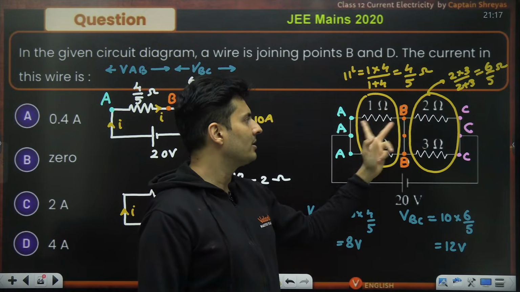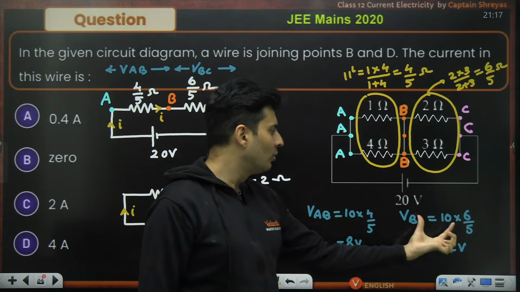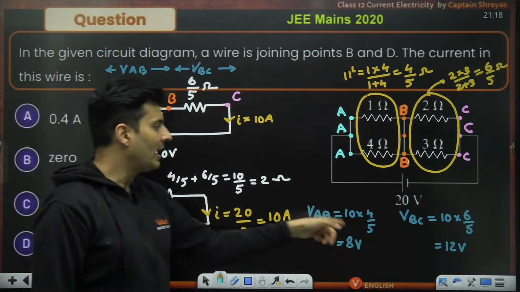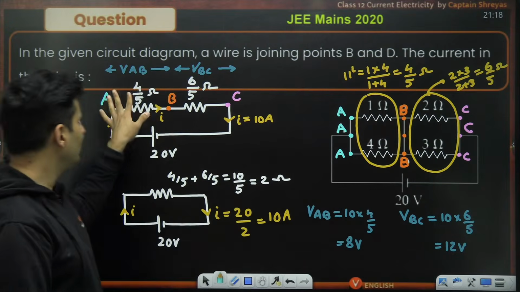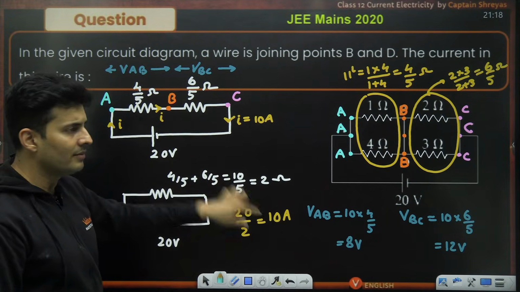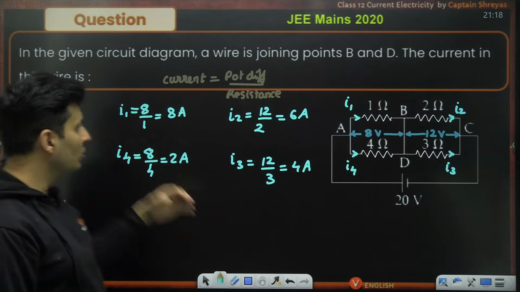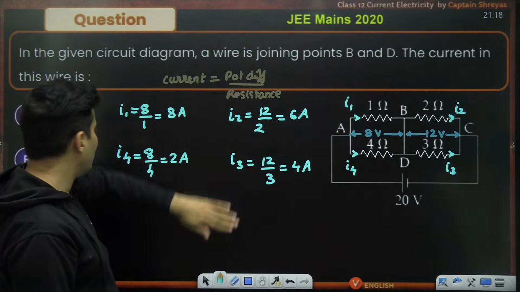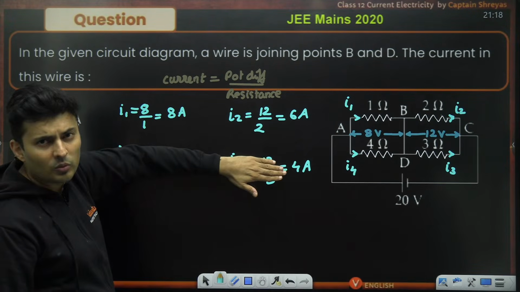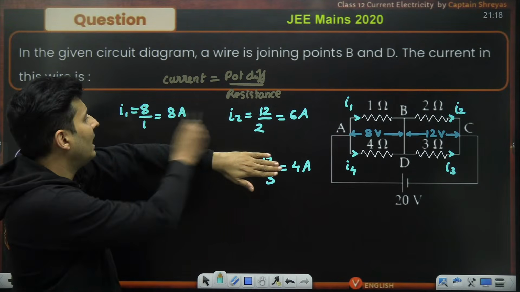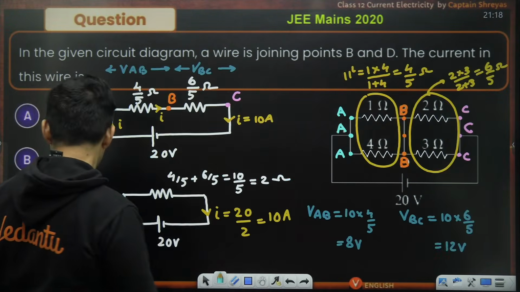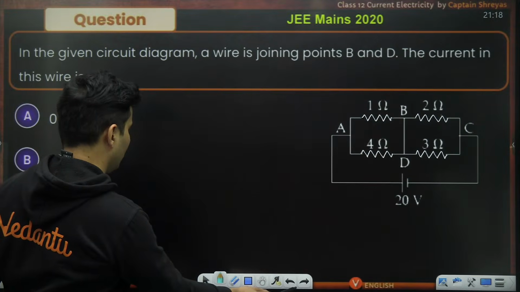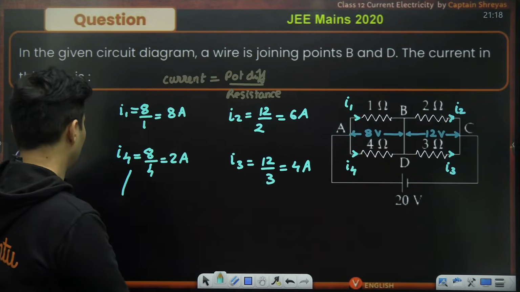I need the voltages across them. So I found the voltages between these two and these two. Those voltages were IR. Once I found out those voltages, I found out I1 and I2. Actually, I didn't need I4 and I3, but I found them for clarity's sake. Just with I1 and I2, I could have solved the question.